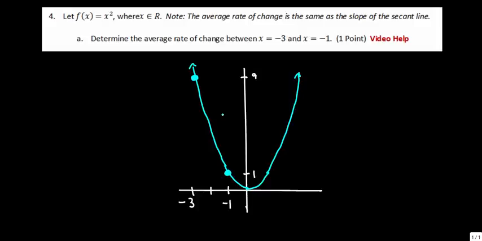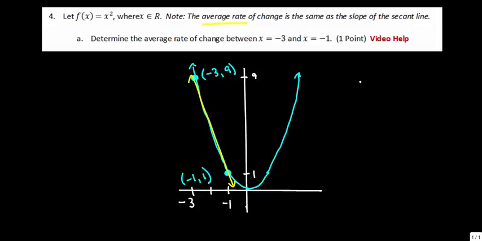So let me go ahead and label them here. This is -3, 9. This is -1, 1. And I'm going to go ahead and draw my secant line in there. And I need the estimate for the slope, because that is what we call the average rate of change. So I need the slope of that secant line. That's not too hard to do.